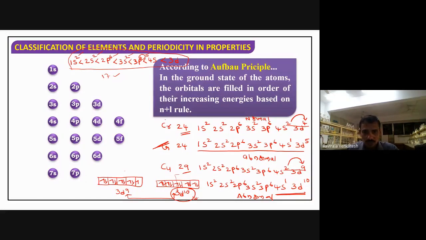Okay. You have to remember chromium and copper. This one, if you remember, the remaining will be normal only. So this is the very important topic we need to remember for abnormal configurations. Okay, the remaining, we get normal configurations. So this will be the order.